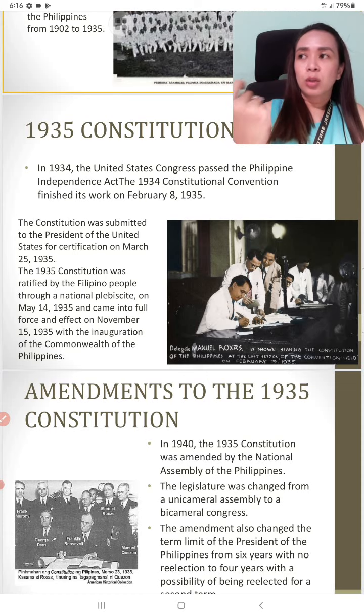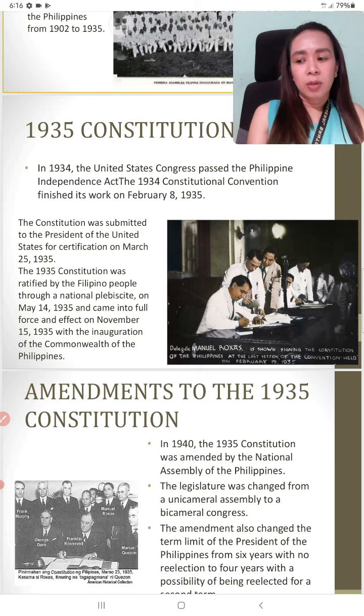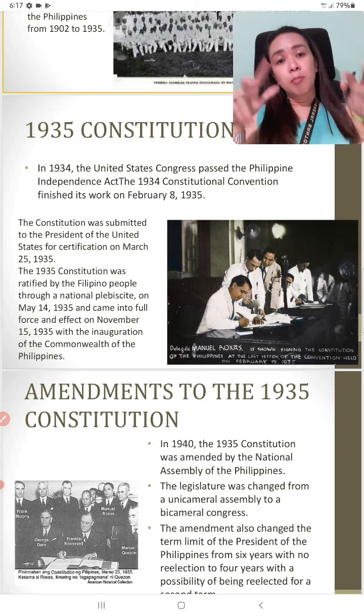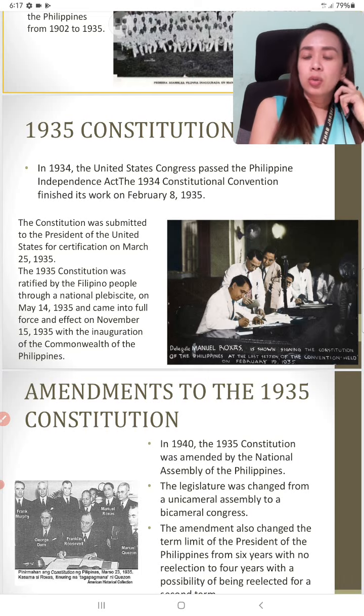Yung Constitutional Convention, ito yung grupo ng mga members of different representation, different sectors, nagtipon-tipon para gumawa ng batas, para mag-draft ng constitution, no? And that was a year before the 1935 Constitution was enacted. So the Constitution na na-create ng Constitutional Convention ng 1934 was submitted to the President of the United States, kasi nga parang nabelong pa tayo dati sa US. So it was submitted for certification on March 25, 1935.